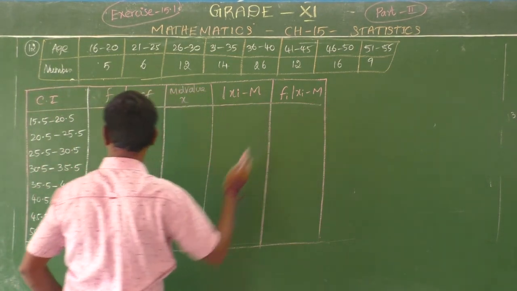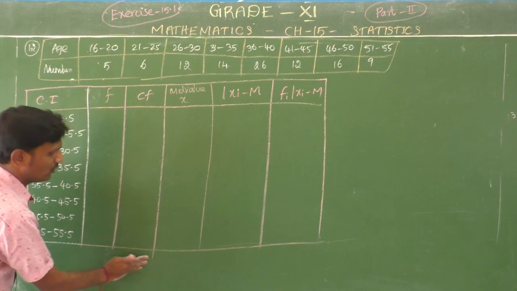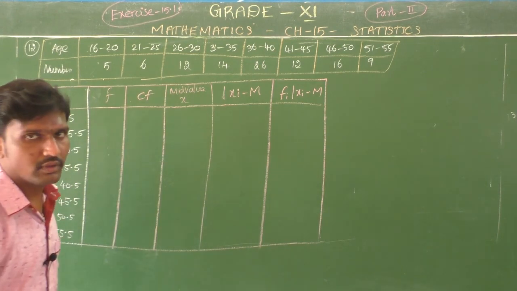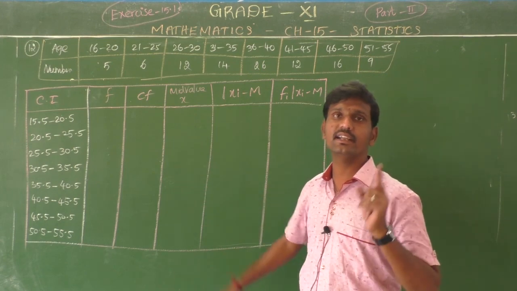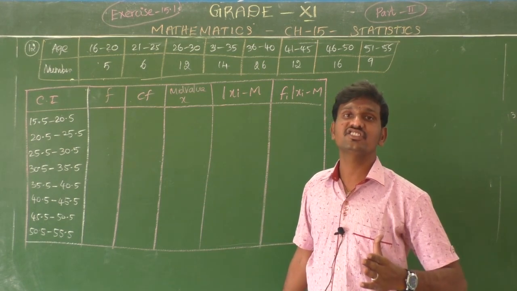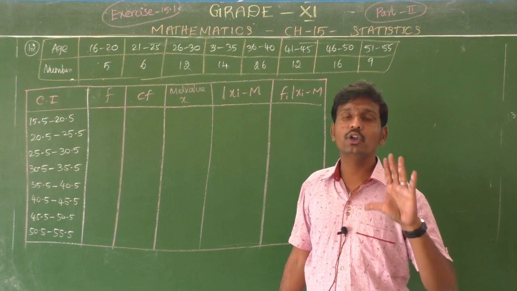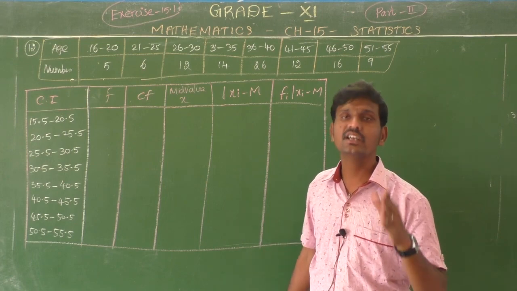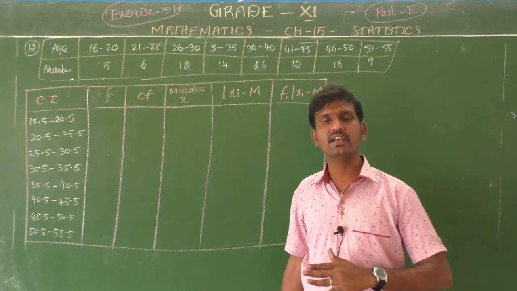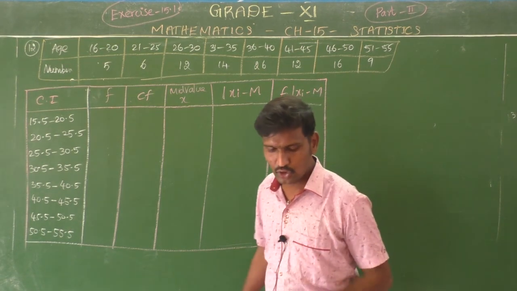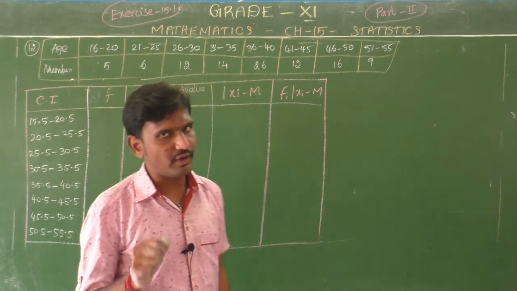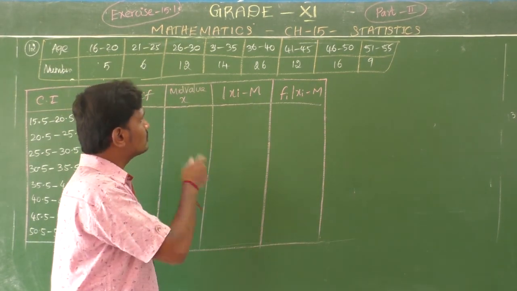Okay, so we got it. What are the columns we are going to frame? Have you got it? First the class interval, that is the modified class interval, using the adjustment factor: subtract 0.5 from the lower limit and add 0.5 to the upper limit. Then frequencies; after the frequencies we find the mid value, then the absolute value.